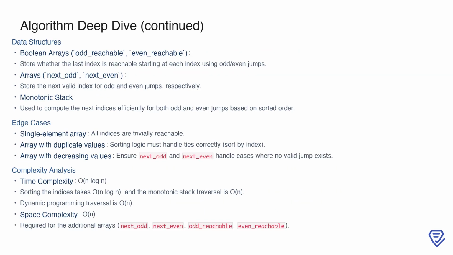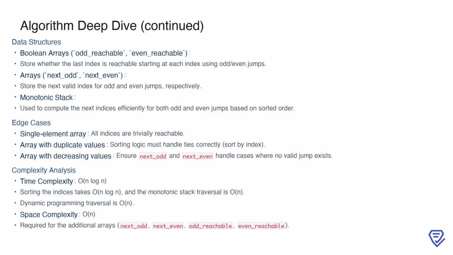Several data structures are at the heart of this solution. The odd_reachable and even_reachable Boolean arrays track whether the last index is reachable from each index via odd or even jumps. The next_odd and next_even arrays store the valid next indices for odd and even jumps, respectively. The monotonic stack is crucial for efficiently computing these next indices based on sorted order, avoiding the inefficiency of a brute force search.